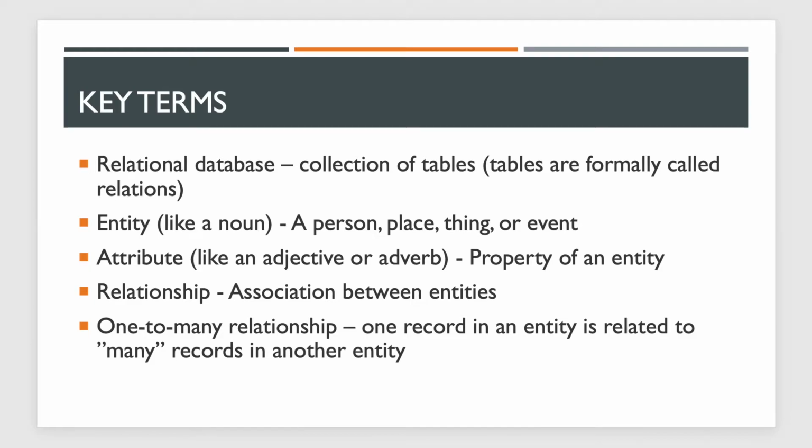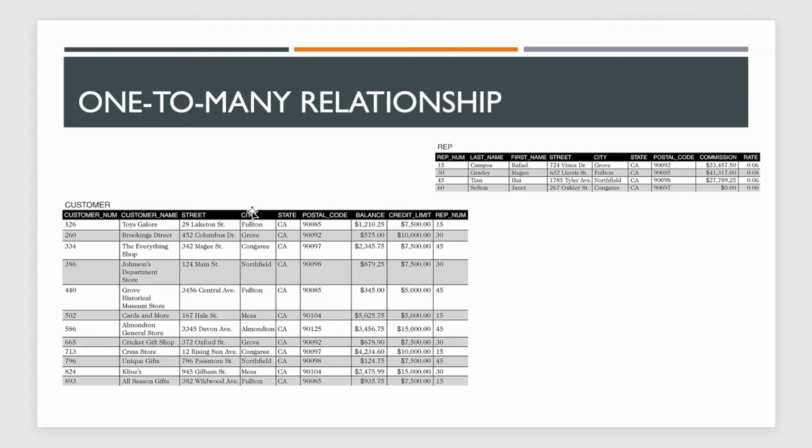And a one-to-many relationship is where one record in an entity is related to many records in another entity. So let's take, for example, our customer and rep table. You can see that we have a rep number for each customer, and that rep number is associated with one rep. So the rep is the one part, but a representative can represent many customers. So that's the many part of that relationship.